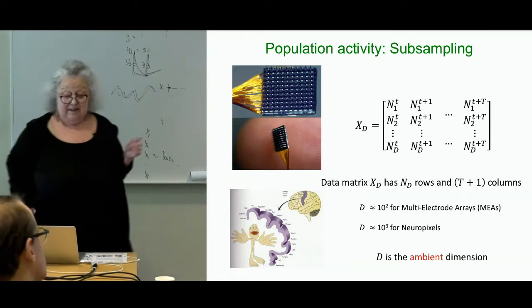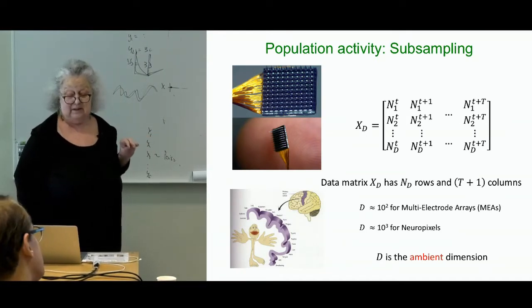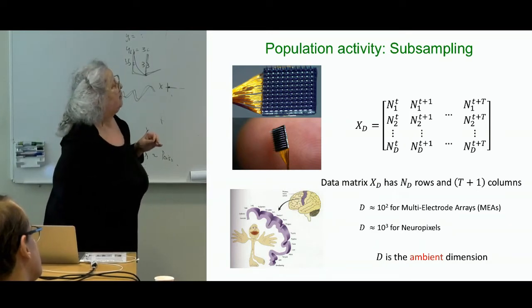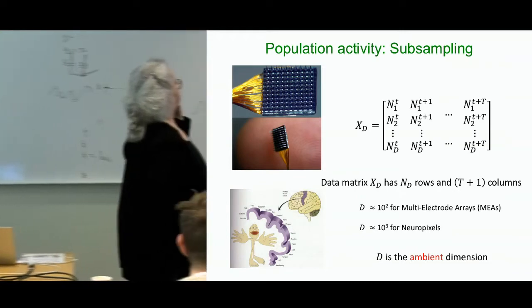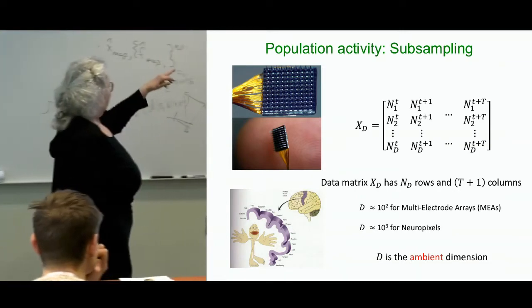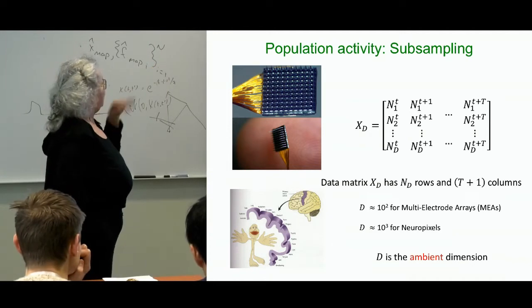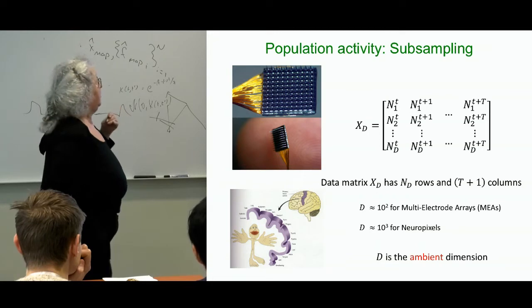The data that I will be showing you is taken by these multi-electrode arrays. They are about 4 millimeters by 4 millimeters, so there's about 400 microns between electrodes, and it's a 10 by 10 electrode array. So it allows us to record from the order of 100 neurons.